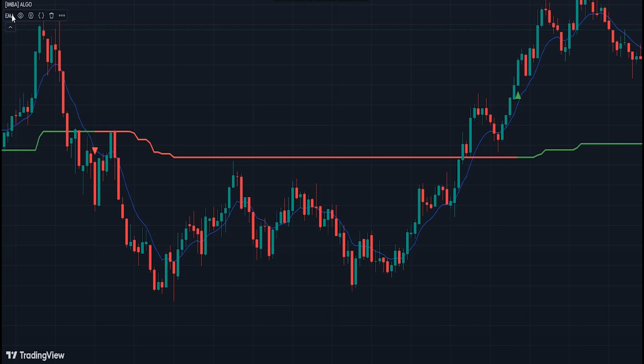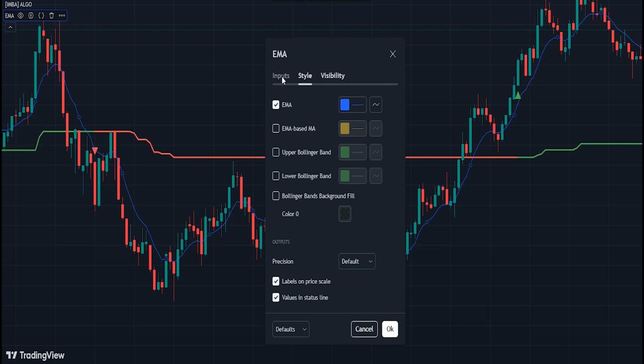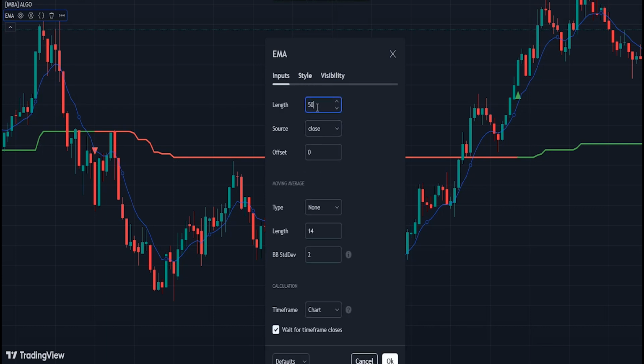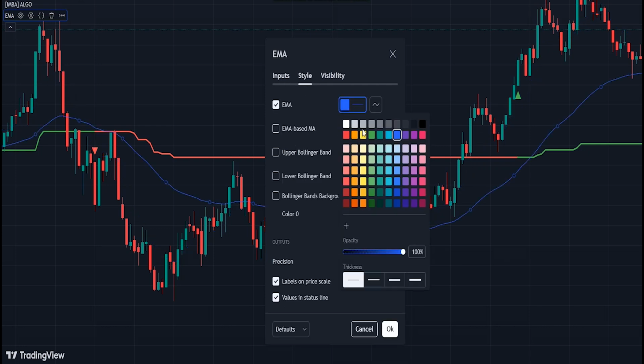We then go into its settings and change the length value from 9 to 50. This means it will consider the moving average of the last 50 candles instead of 9. We also make it bolder so it's easily visible on the chart.